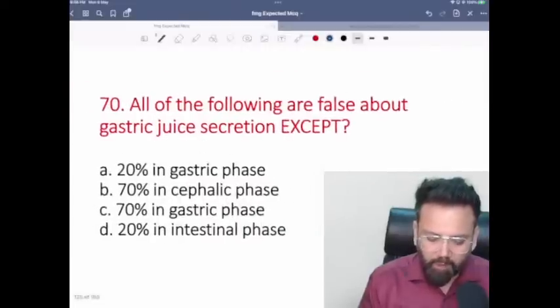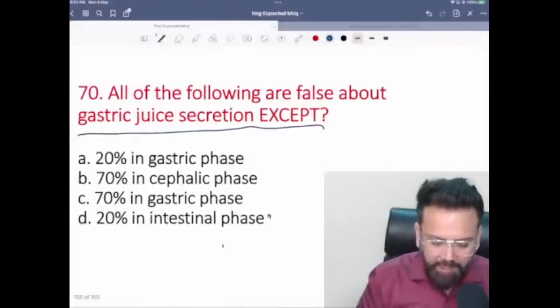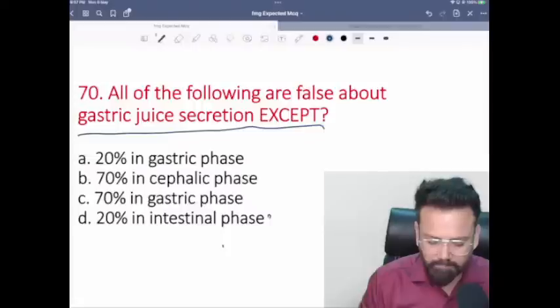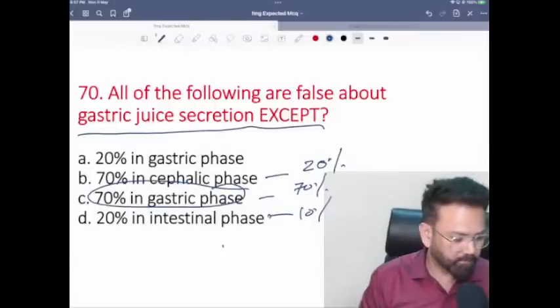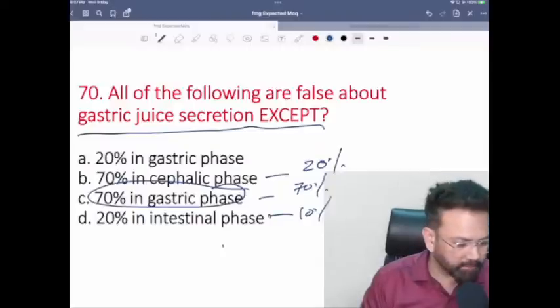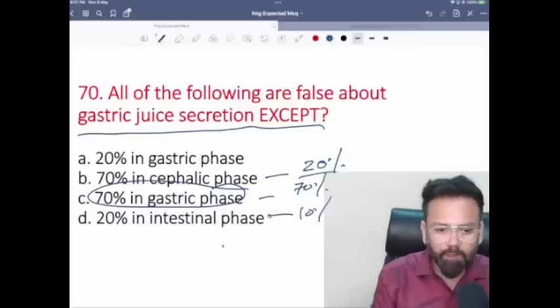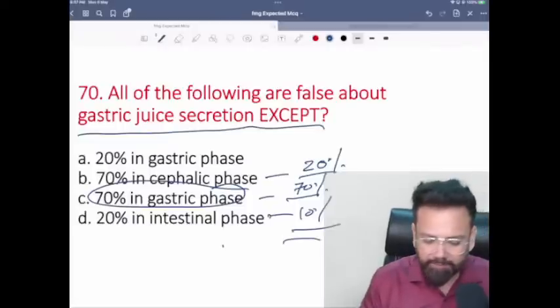Same question. All of the following are false about gastric juice secretion except. Or which is correct? Cephalic phase is 20%, gastric phase is 70%, intestinal is 10%. So only this is correct. The one liner, just for your revision purpose I am solving this. So remember that gastric secretion is when you are thinking about the food. Cephalic phase 20%. When food is in the stomach 70%. In the intestine 10%. So maximum is gastric phase.